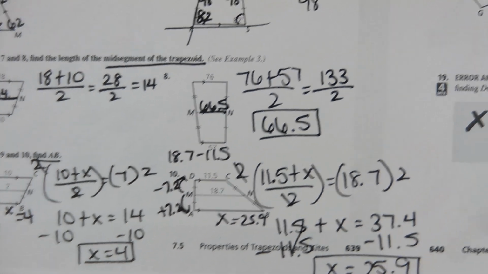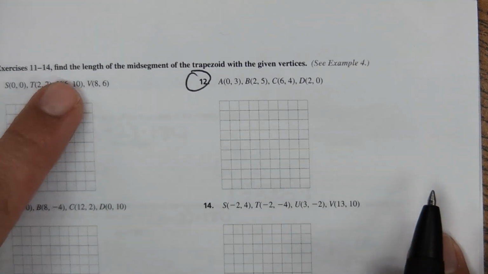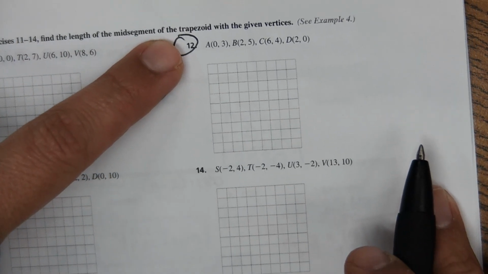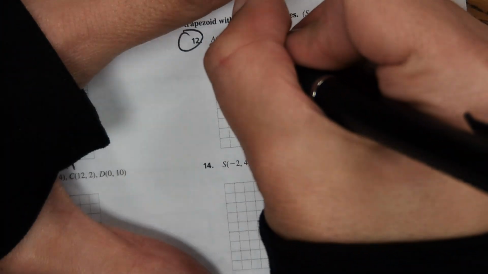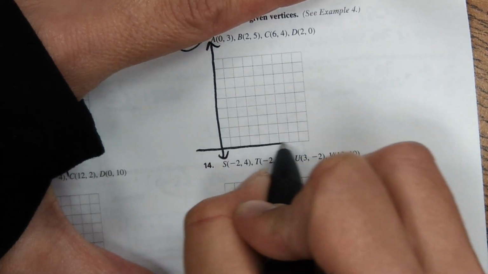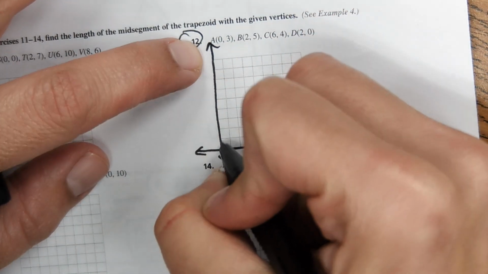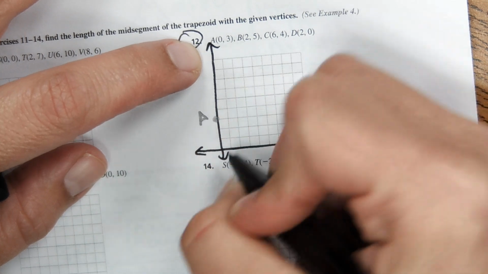Okay, then over here, we're going to graph one of these. I'm going to choose number 12 just based on how it fits on the graph. It says find the length of the mid-segment of the trapezoid. To make it fit the best on the graph, I'm going to draw the coordinate plane right here. And then I'm going to graph the trapezoid. So A is at 0, 3, B 2, 5.